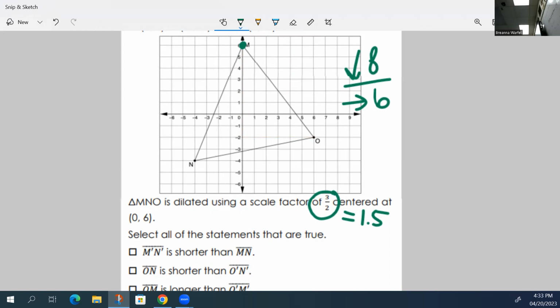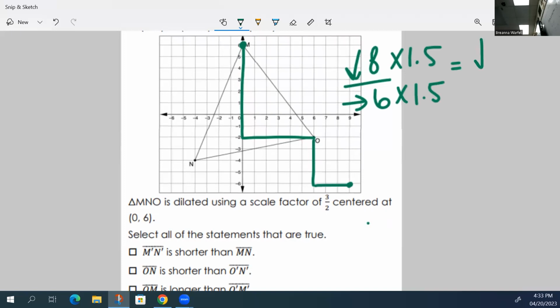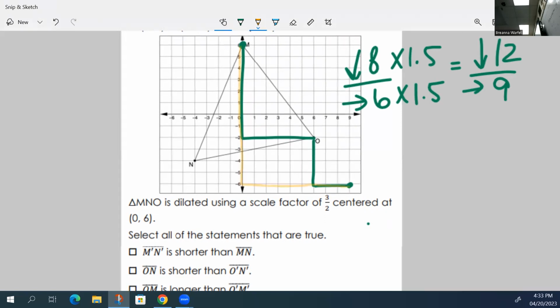You can think about this 2 different ways. If you go down 8 over 6 once, that's 1, and then you need 1/2 of that. So you would go down 4 and then over 3. That's an option. You could also multiply this by 1.5, and so you would get down 12 and over 9. Then you would start back again: 8, 9, 10, 11, 12, 6, 7, 8, 9. You see the 1.5 there, or down 12 over 9 is 1.5, whatever way you want to look at that. So your O prime is going to be here.